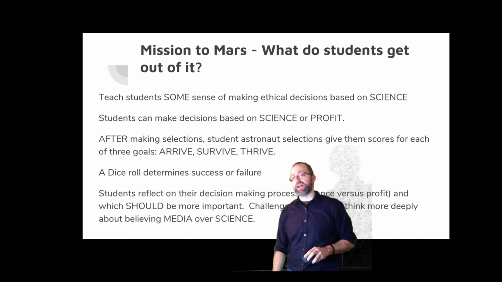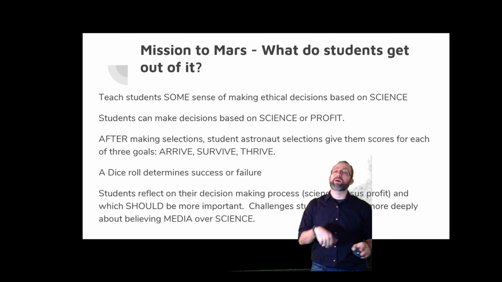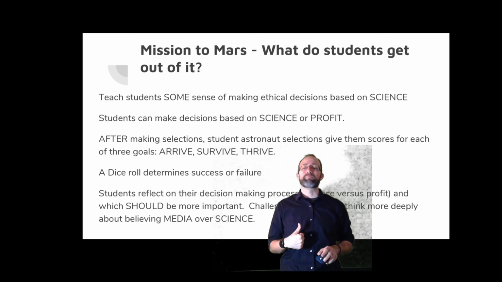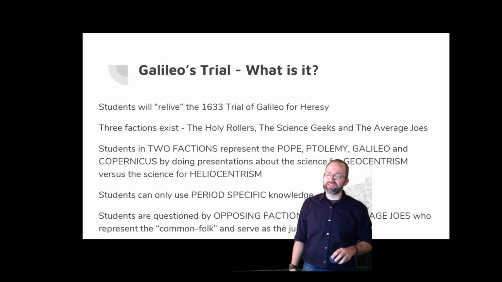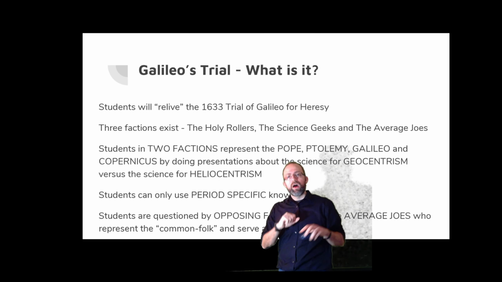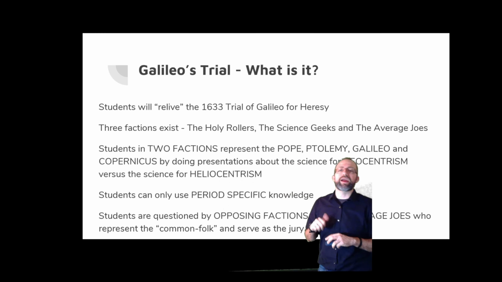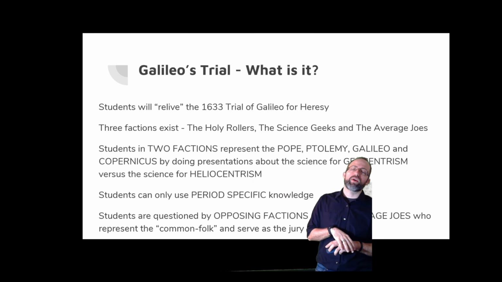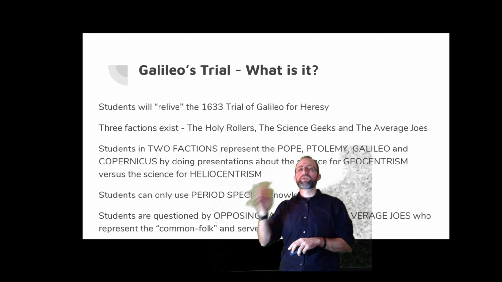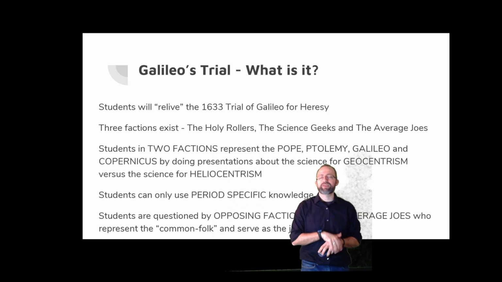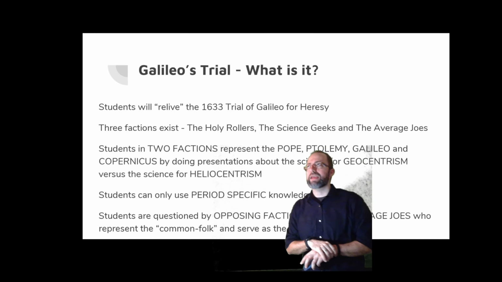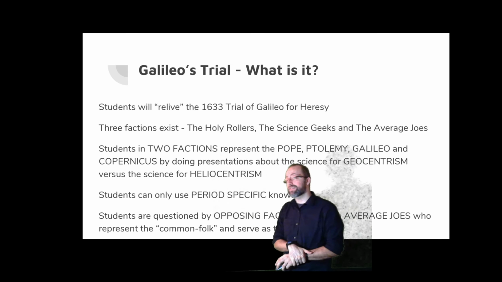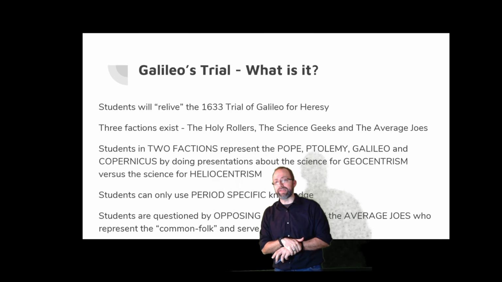The idea behind this challenge is to get students to think more deeply about believing science over media. The next game we play is Galileo's Trial. This is the first real game. We relive the 1633 heresy trial of Galileo. I've separated the students into 3 factions. The Holy Rollers represent the church, the Science Geeks represent Galileo's scientist faction, and the Average Joes represent the average person at the time, and they serve as a jury to decide who wins.